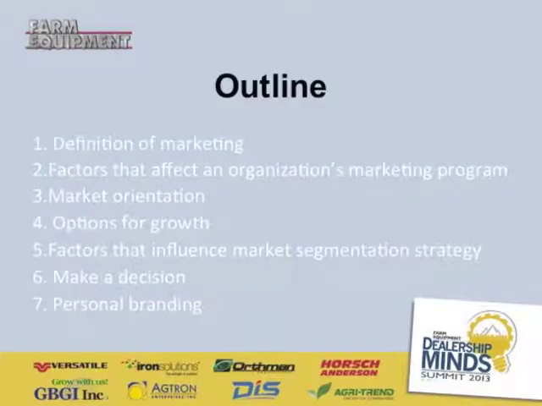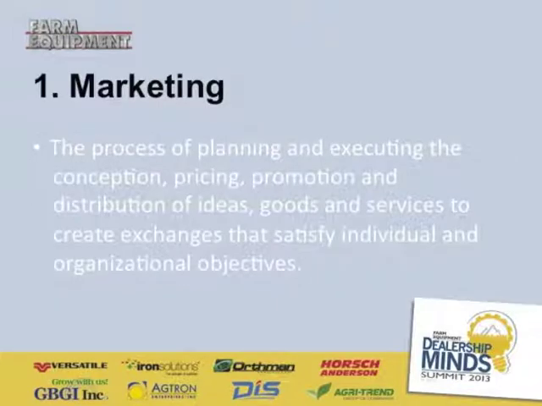The outline: I'm going to do the definition of marketing, factors that affect an organization's marketing program, market orientation, options for growth, factors that influence market segmentation strategy, and then make a decision, and just talk about our personal branding. So marketing, the definition: the process of planning and executing the conception, pricing, promotion, and distribution of ideas, goods and services to create exchanges that satisfy individual and organizational objectives.